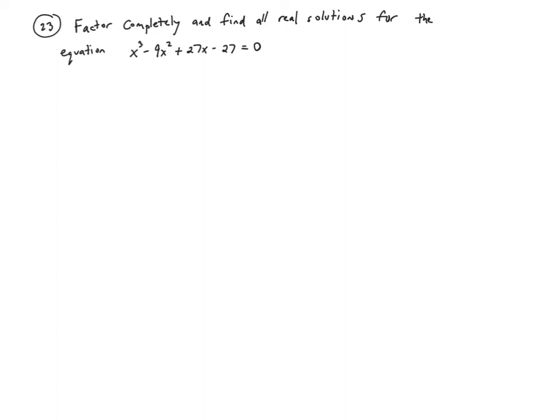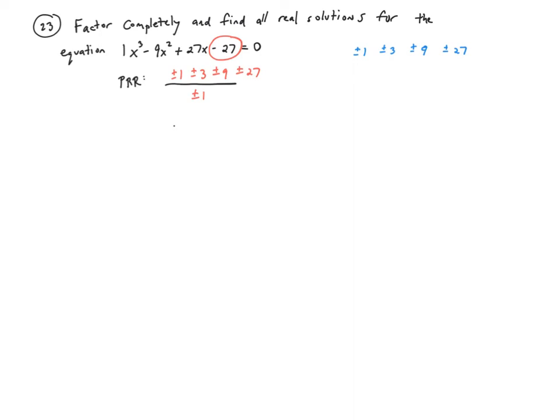So instead, we should start looking for possible rational roots. Factors of negative 27 are plus or minus 1, plus or minus 3, plus or minus 9, plus or minus 27. And also we're looking for factors of 1, so that would be plus or minus 1. Therefore, our possible rational roots are plus or minus 1, plus or minus 3, plus or minus 9, plus or minus 27. There are 8 possibilities.